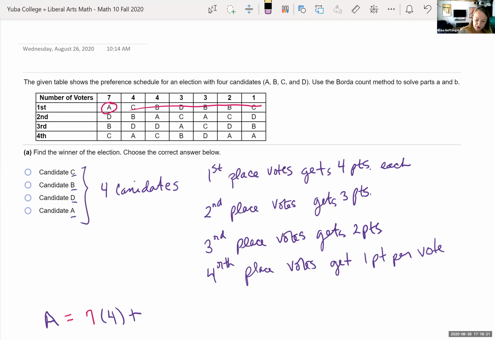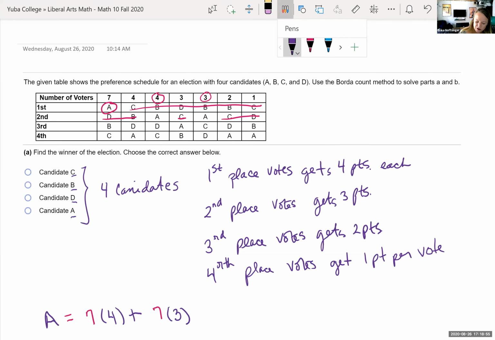Plus, now we go to the second place votes, and we're just looking at A for now. Let's cross out anybody who's not A in the second place. Notice they have 4 votes here, and they had 3 votes here. So technically they have 7 votes for second place. So 7 times, but second place counts only as 3 points each.